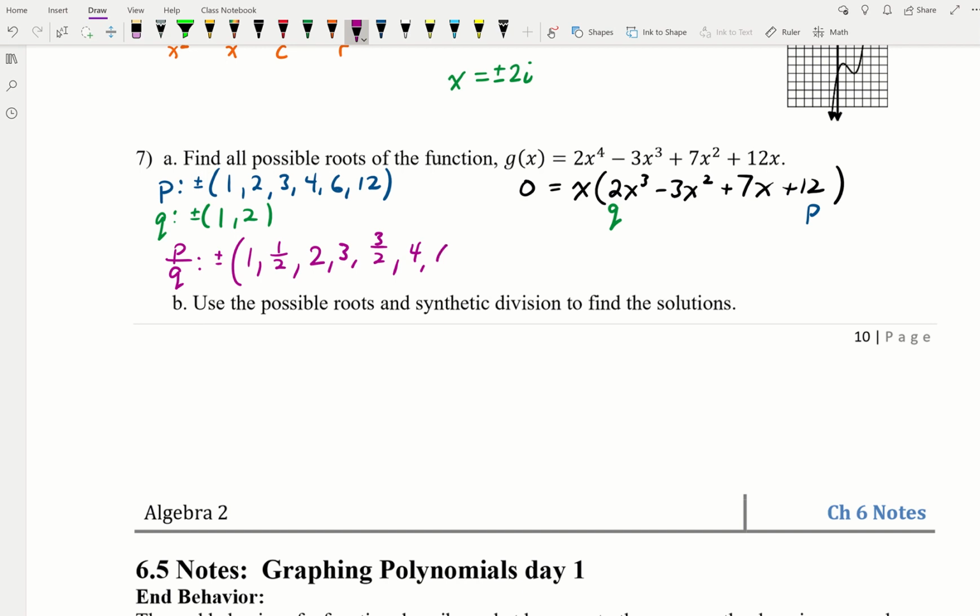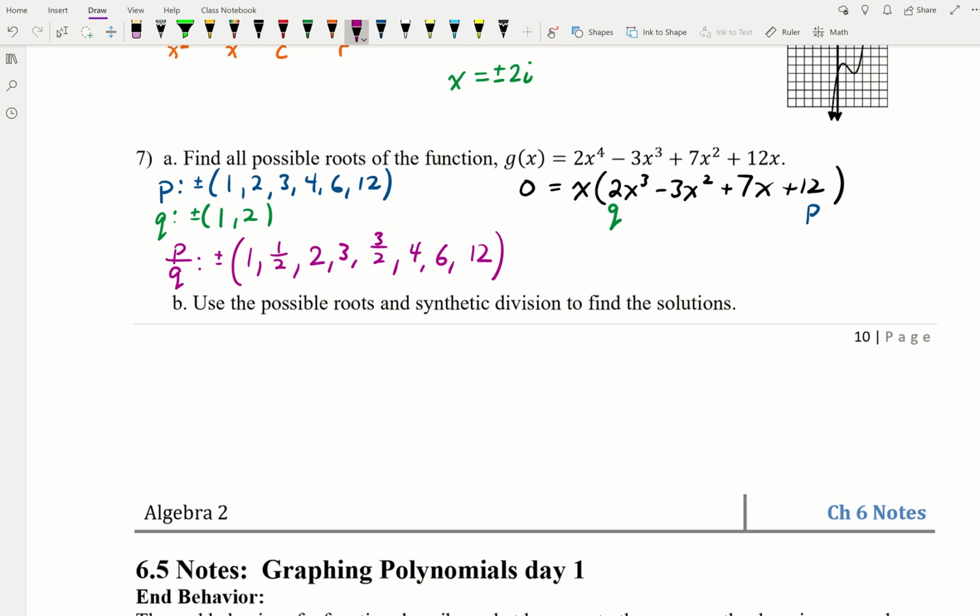6 divided by 1 is 6. 6 divided by 2 is 3. Already have it. And then 12 divided by 1 is 12. 12 divided by 2 is 6. Already have it. Now, the reason that you don't want to keep repeating numbers that you already have is right now there's 1, 2, 3, 4, 5, 6, 7, 8. But I have to multiply that by 2 because of the plus or minus. So there's 16 possible roots in this situation.